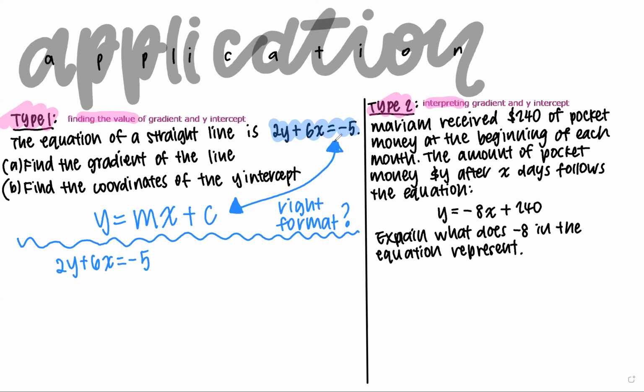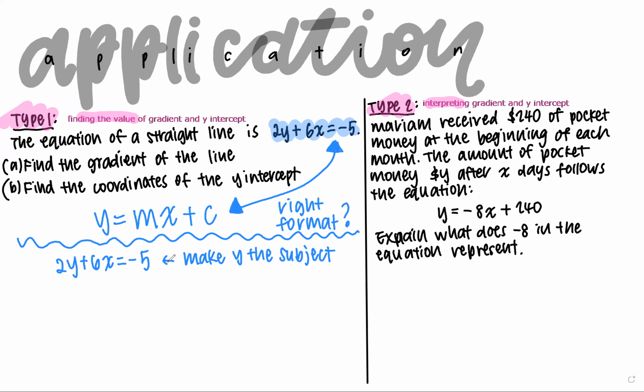Make 2y the subject. No, that's not what is in the notes. The notes never say make 2y the subject. Make y the subject. Yes, make y the subject. So right now, is y the subject? No. How to make y the subject? It means the y must be on the left-hand side or right-hand side. Left-hand side. So is it in the right format?